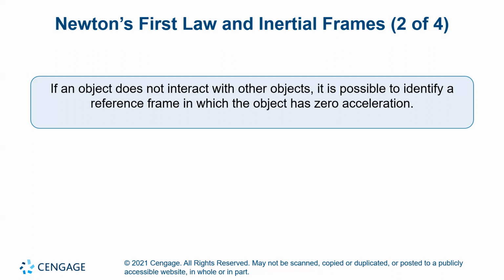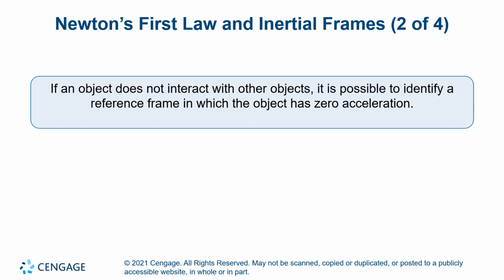According to Newton, in his first law, if you see an object that has no interaction with other objects, so that means it has no force with other objects. It's not being pushed, it's not being kicked, or whatever. Or maybe it is pushed and kicked, but overall, the net total force acting on it is zero. Then it is possible now to identify a reference frame in which the object has zero acceleration.